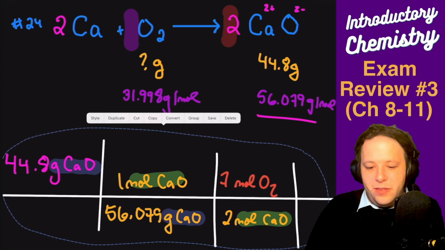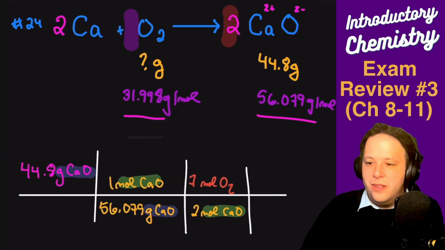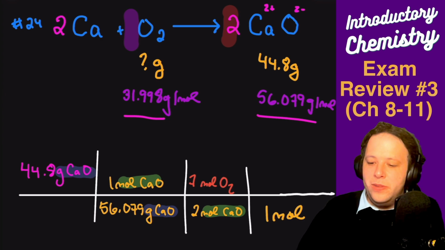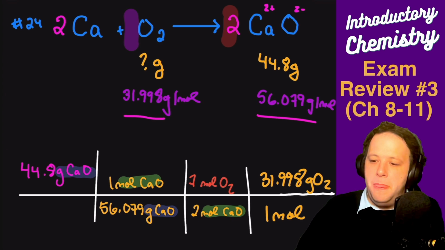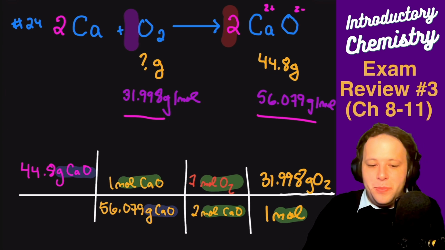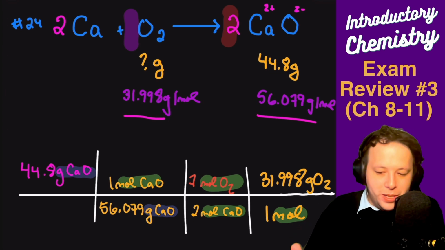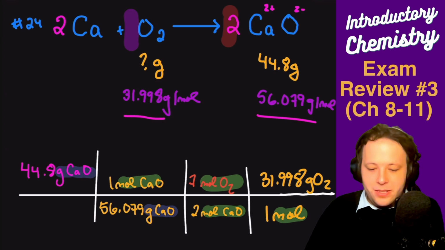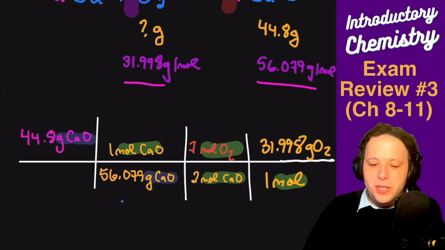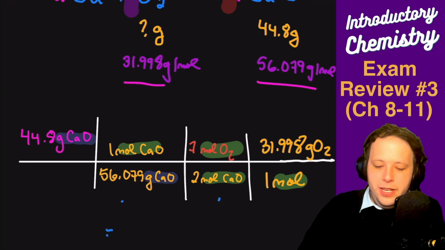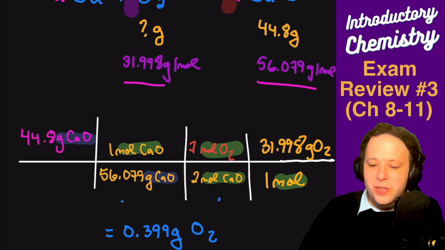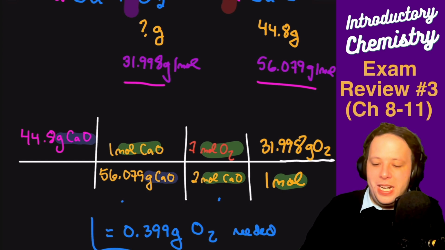So if I move this over a little bit, make that a little tinier, we'll plug in our last molar mass. So 1 mole is equal to 31.998 grams of O2. Now that we have all of our pieces, those will cancel too. What we would do is multiply everything on the top. So it'd be 44.8 times 31.998 grams. Then we would divide that by 56.079 times 2. And what we will get is 0.399 grams of O2 is needed for this reaction to happen.